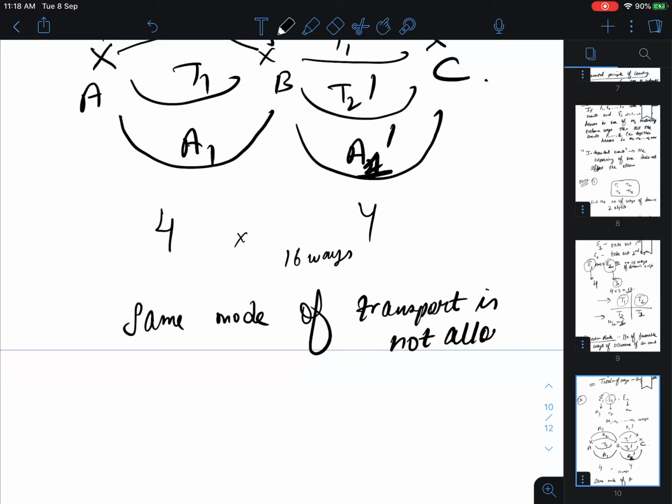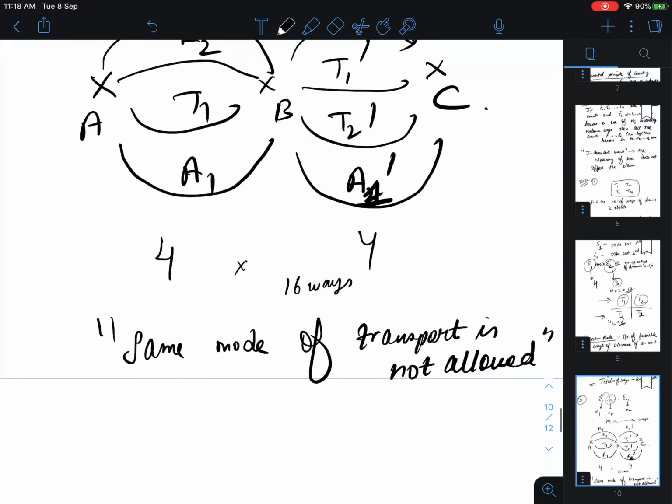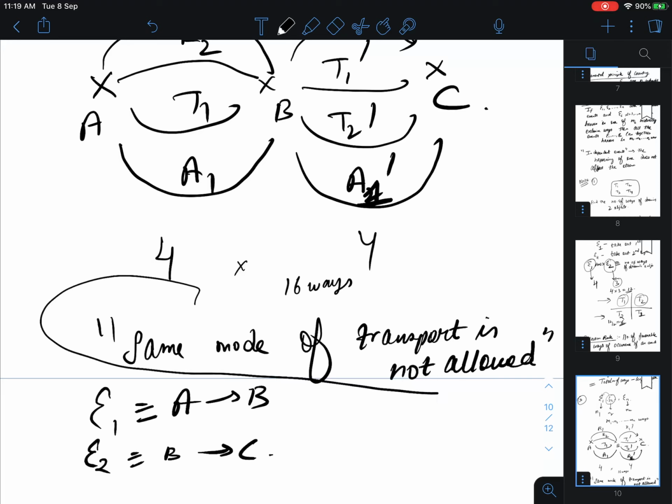Okay, so this is my additional condition. The same mode of transport is not allowed. That is, now event E1 and E2. E1 is the event which is going from A to B, and event E2 is going from B to C. Now as soon as I impose this condition, same mode of transport is not allowed, then you can clearly see that now the events are not at all independent.